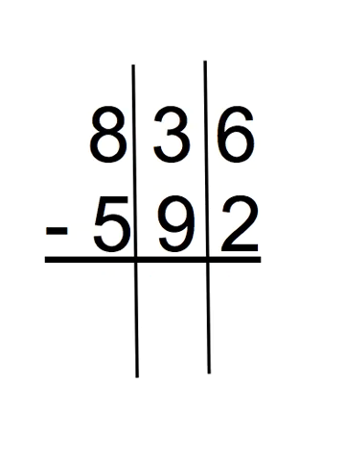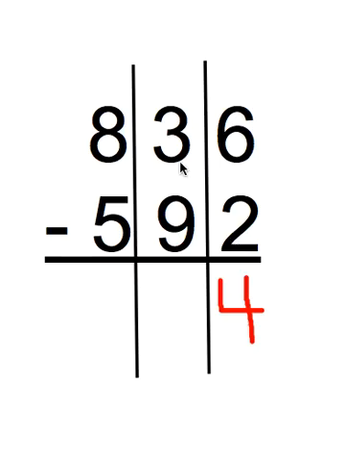Let's try another one. Now I have 836 minus 592. I'm going to use the regrouping strategy again. I know to start in the ones place. Here I have 6 minus 2. I can do 6 minus 2. I do not need to regroup here. 6 minus 2 is 4.